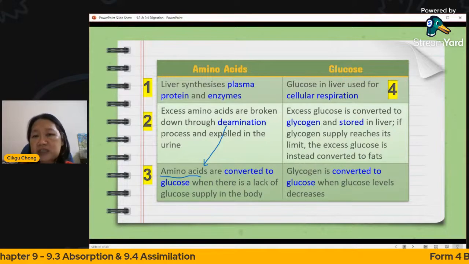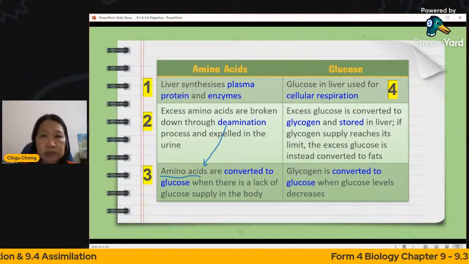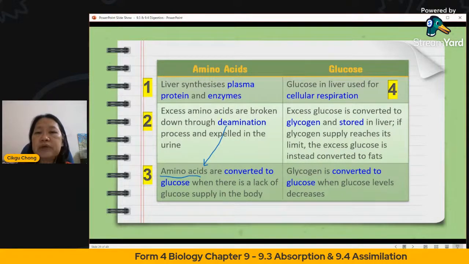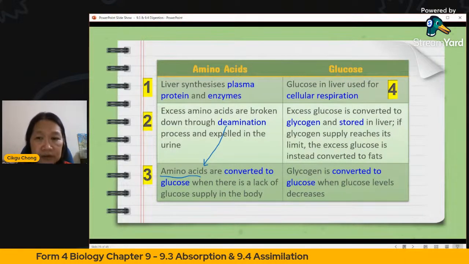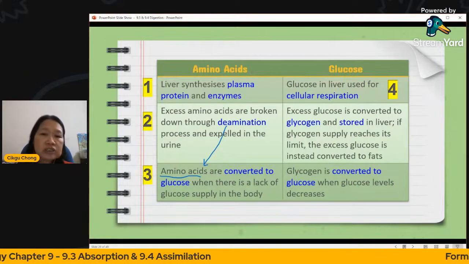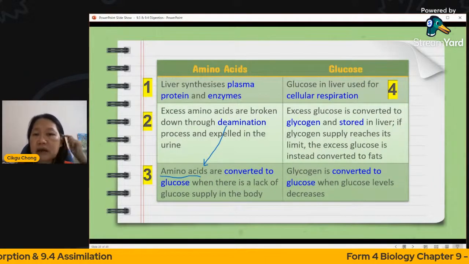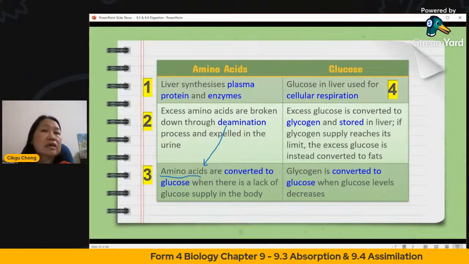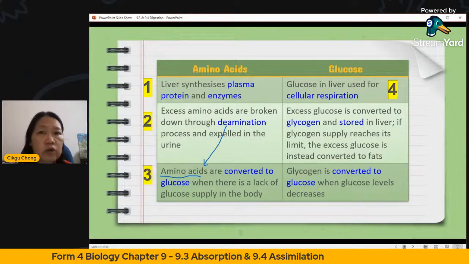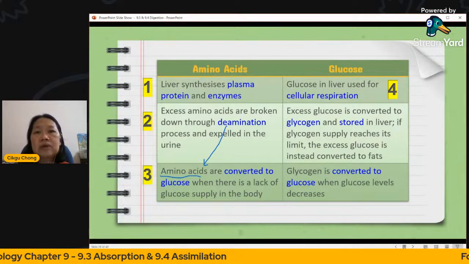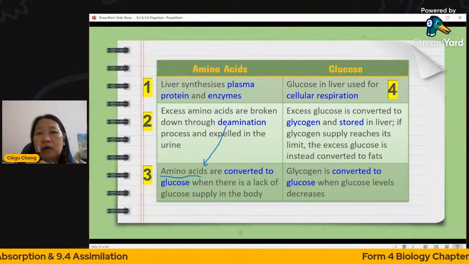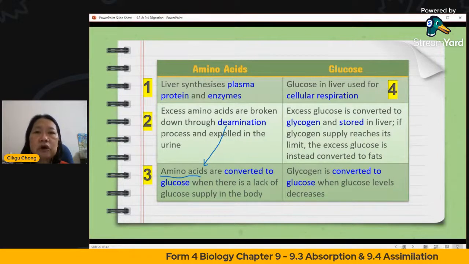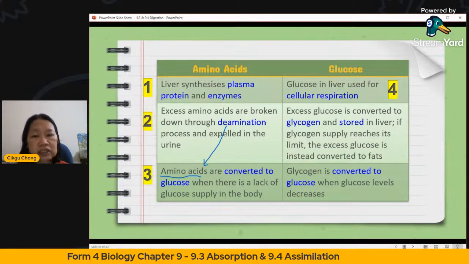So if you have excess glucose, too much glucose in your blood because you ate too much, a lot of carbohydrate food, it will be converted into glycogen and stored in the liver. But the glycogen supply is limited. There's only so much your body can store. If your glycogen store is already at maximum, what happens is your body will convert that glucose into fat.